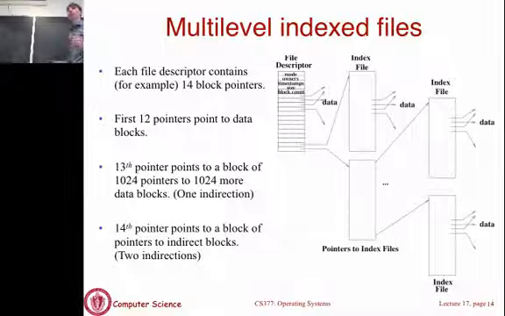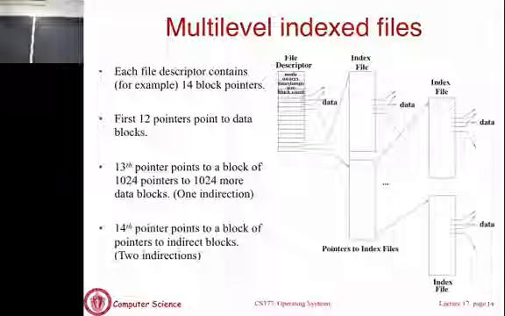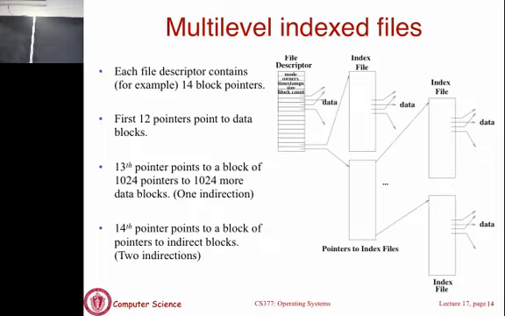Yes? Yes. So the reason this saves space is basically you're only allocating these index files when you actually need them. Right? So if you have a file that has only 6 blocks of data, you're basically not allocating any of these additional index files. You just have the 6 blocks that are pointed to from the file descriptor itself. Yes?